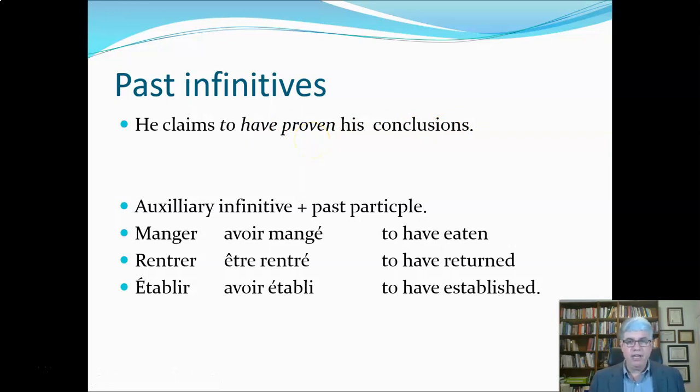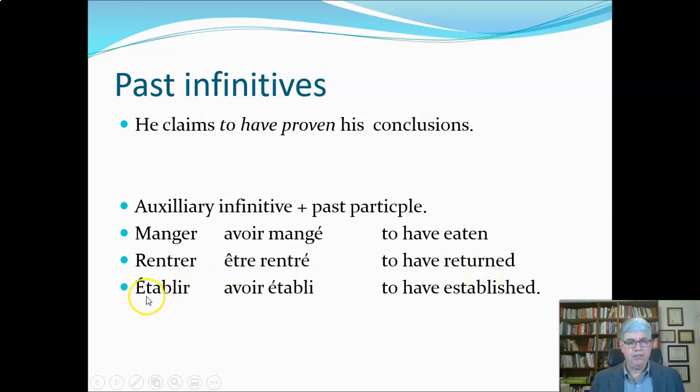So it works the same way in French. You use the auxiliary infinitive, so to have, which would be like avoir or être, plus the past participle, proven. So manger is the infinitive, the present infinitive. Avoir mangé is the past infinitive, to have eaten. Rentrer is the present infinitive. Être rentré, where we've got the infinitive of the helping verb, the past participle of the verb that we're conjugating. Être rentré is the past infinitive of rentrer, to have returned.